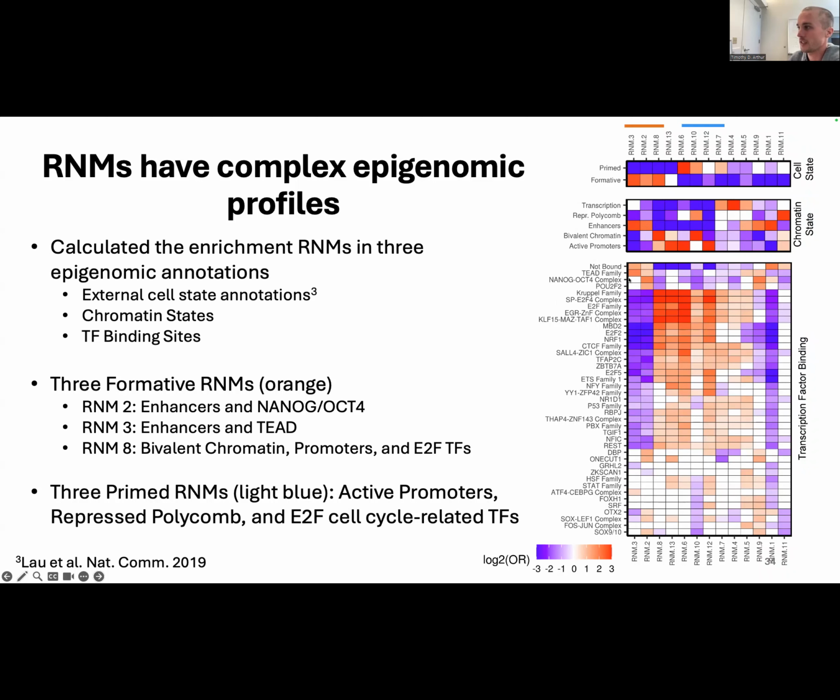RNM3 is interesting because it's exclusively enriched with binding sites of the TEAD family of transcription factors, and RNM2 is enriched in the canonical pluripotency transcription factors like NANOG, OCT4 and OCT2. And RNM8, which is associated with bivalent chromatin, is associated with a lot of transcription factors associated with cell cycle regulation.